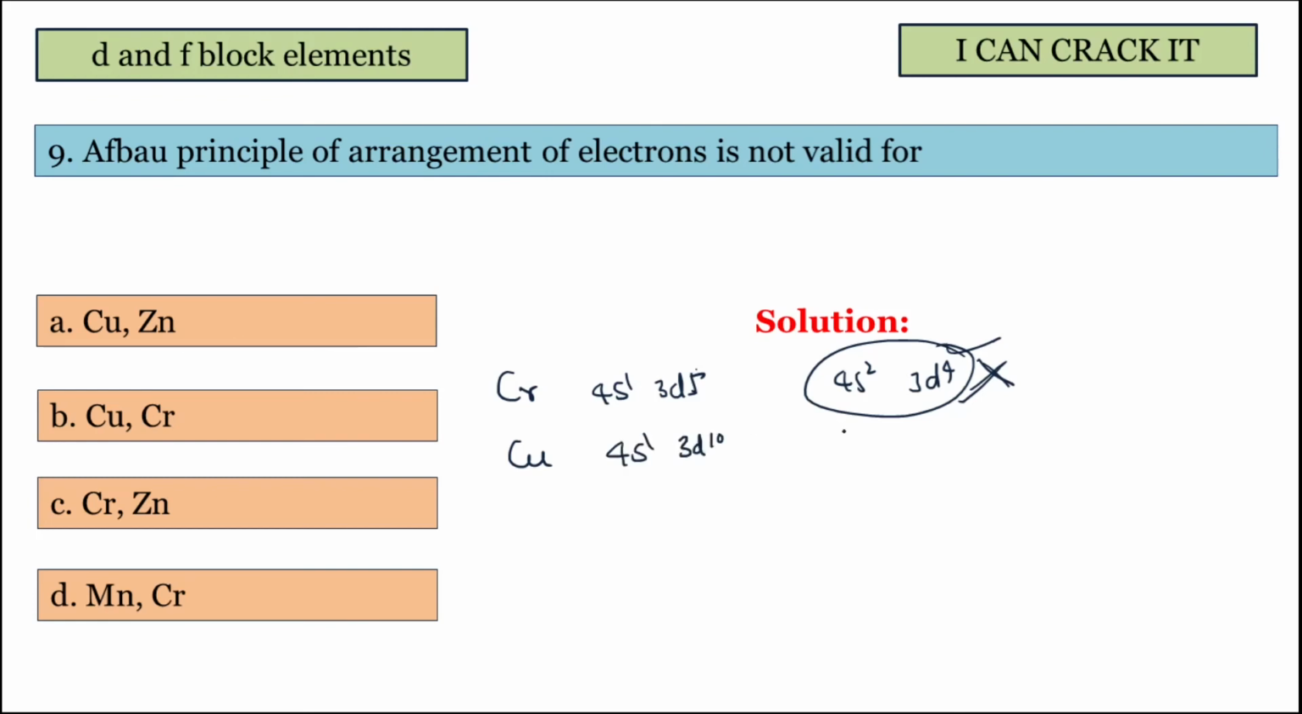Actually it has to be 4s2 3d9, but this is not the regular case. The actual case is 4s1 3d10. So the Aufbau principle for arrangement of electrons is not valid for copper and chromium, right? So which option? You can see option B, copper and chromium.